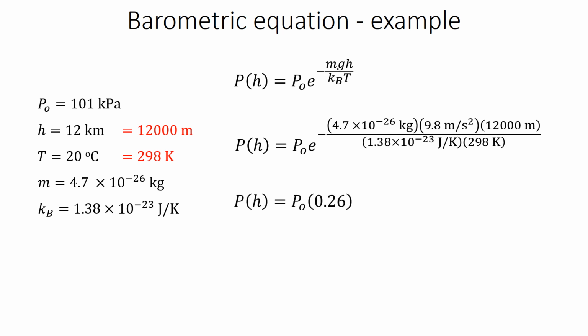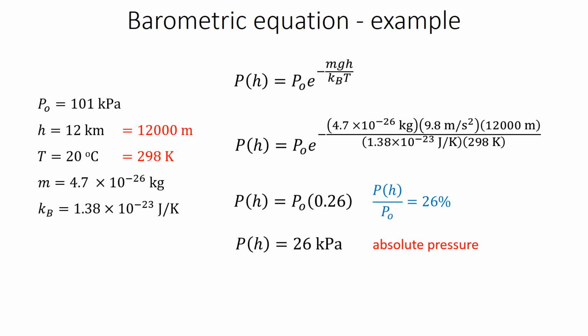When using the barometric equation, we are comparing these two pressures. So we can interpret our result to say that the pressure at 12 kilometers is about 26% of the sea level pressure. Of course, we can also directly calculate this pressure, which works out to be about 26 kilopascals. It's worth noting that these pressures are absolute pressures, not gauge pressures.